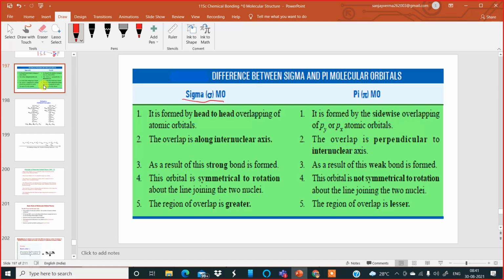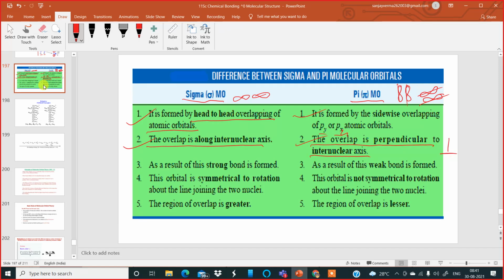The sigma molecular orbital is formed by head-to-head overlap of atomic orbitals. Head-to-head overlap, this way. Okay. Whereas the pi molecular orbital is formed by the sidewise overlap, either this way or this way. Sidewise overlap, okay, along the internuclear axis, that is in the case of py or pz atomic orbitals. Then number two, the sigma molecular orbital overlapping is along the internuclear axis. But in the case of pi molecular orbital, the overlap is perpendicular to the internuclear axis.